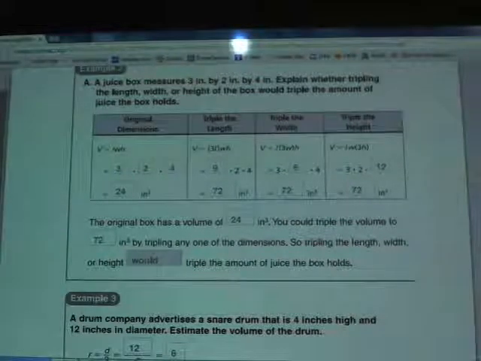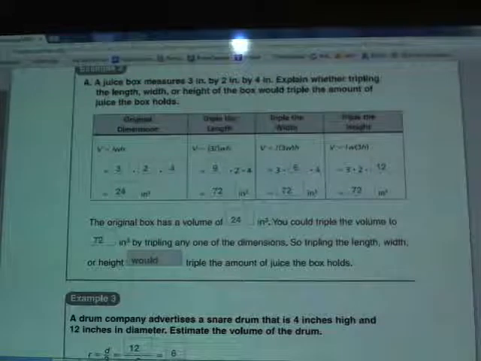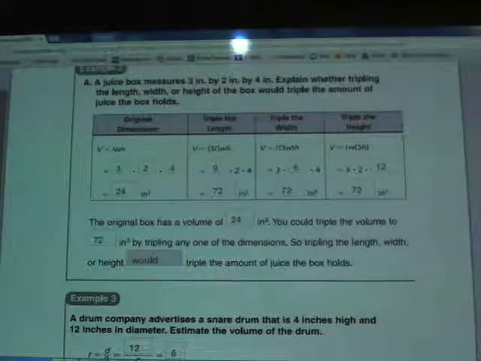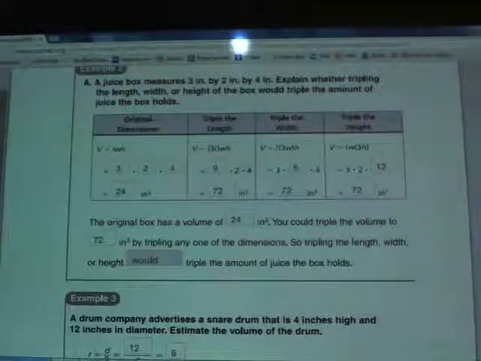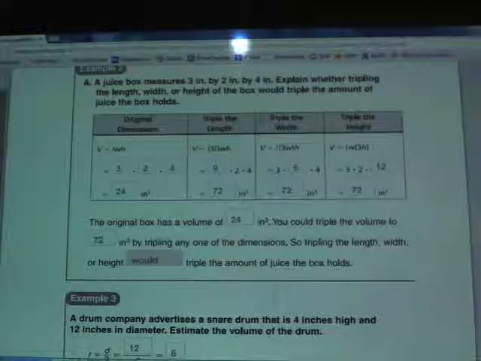All right, well, what if I triple the width? Well, the width was 2, so that means now it would be 6, but the 3 and the 4 are still there. 3 times 6 times 4 is 72. Aha! It happened again. I tripled a different number, but I still tripled the amount of juice in the box. Right, then they triple the height. Well, the height is 4, so when I triple it there, it's now 12. So I'm doing 3 times 2 times 12. The other two numbers stay the same, and again, 72.